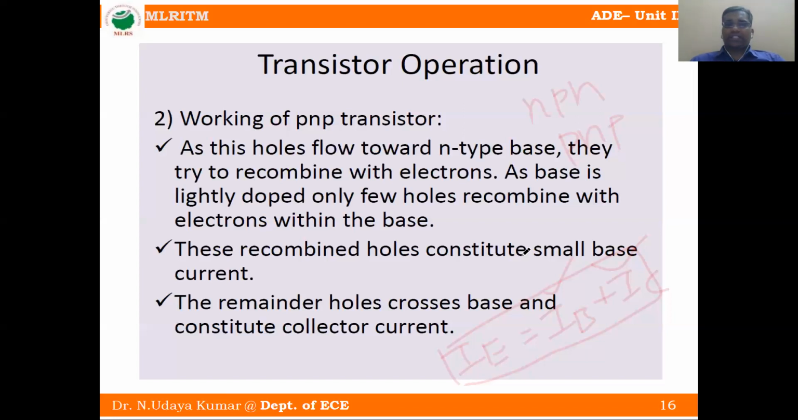Here the total current is IE, the emitter current, equal to base current plus collector current. This is the operation of NPN. It is similar for the PNP transistor. The only thing to remember is two junctions and three layers. How does it form? With two layers of P, one layer of N is sandwiched in between, then it forms two junctions and three layers. This is called a transistor. This is the introduction of a transistor.